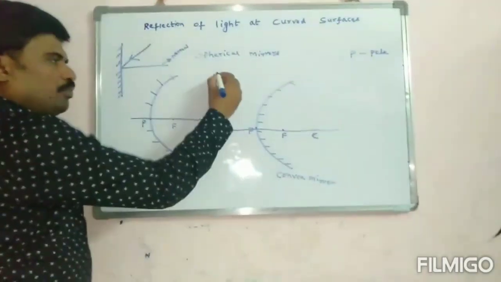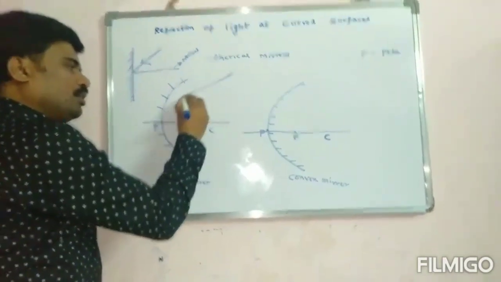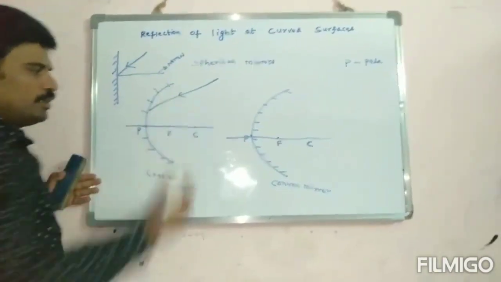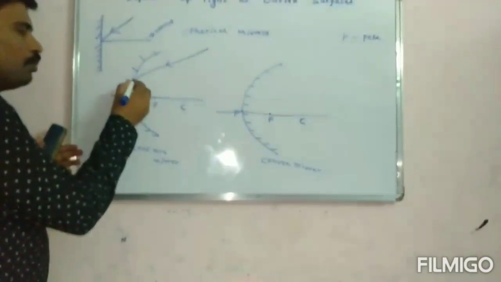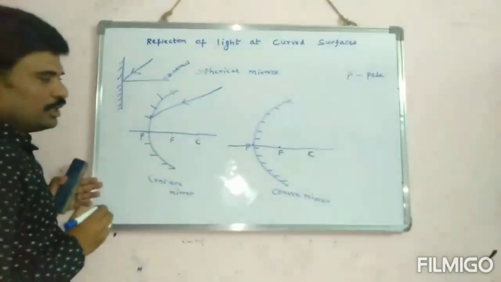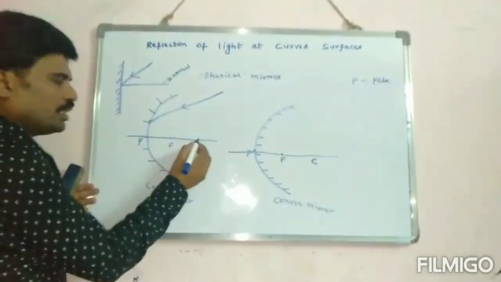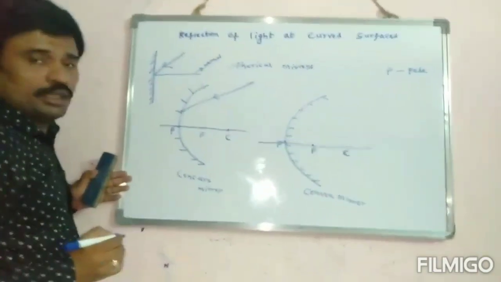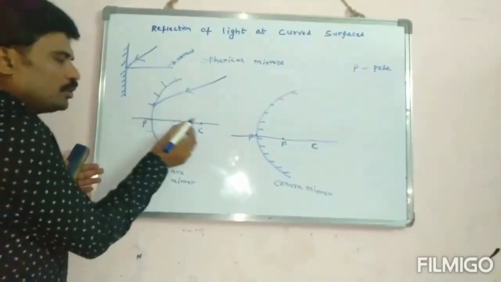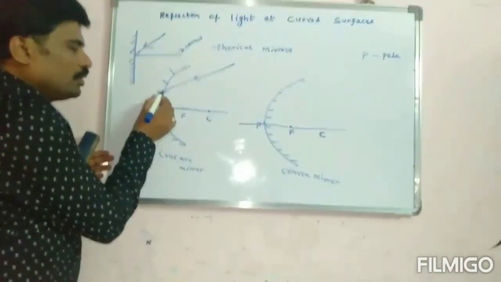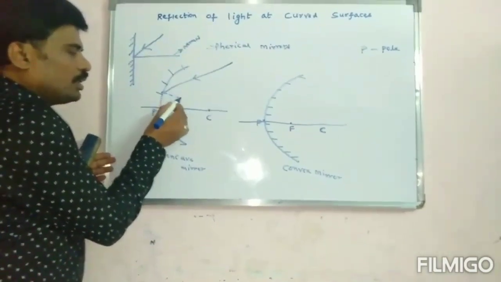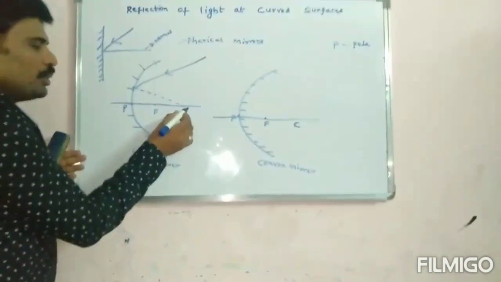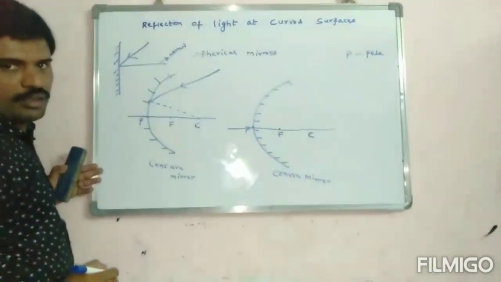Let us assume a light ray is incident on this concave mirror. Now this is the point of incidence. At the point of incidence I want to draw the normal. Then the line joining the point of incidence to the center of curvature, this dotted line, represents the normal.